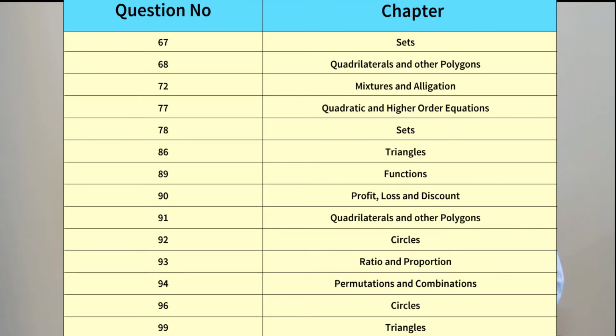Question number 67 and 68 back to back, one on set theory and one on quadrilaterals. Then you had question 72 on mixtures and alligations, straightforward. Then there was another question 77 on quadratic equations, again followed by 78 on sets, 86 triangles. Then the whole bunch from 89 to 94 was easy, so that was a huge bonus point. And then questions 96 and 99 were again easy.